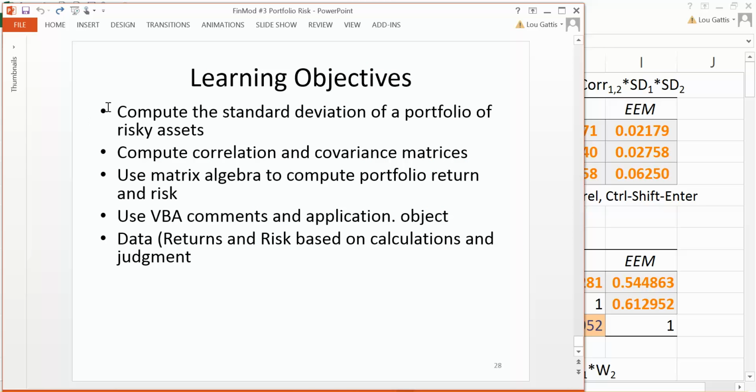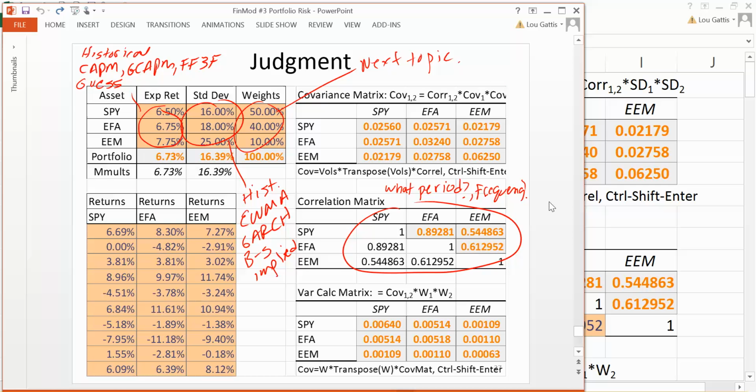So in this topic, we computed the standard deviation of a portfolio of risky assets, computed correlation and covariance matrices, used matrix algebra to calculate portfolio return and risk, and used VBA's Application object and showed you how to use comments to calculate portfolio mean and standard deviation.